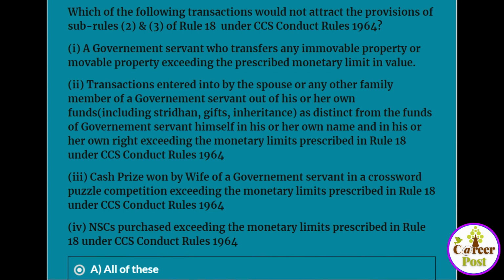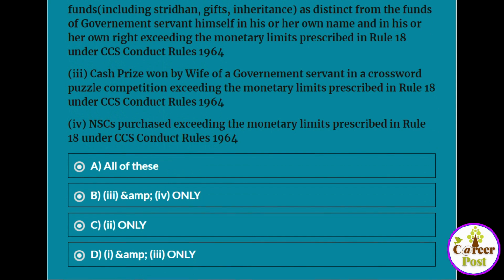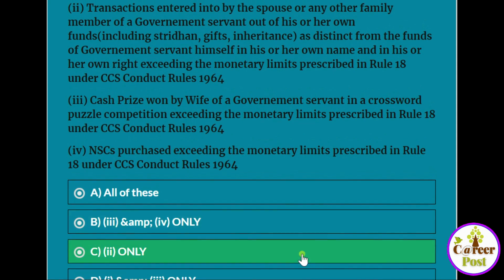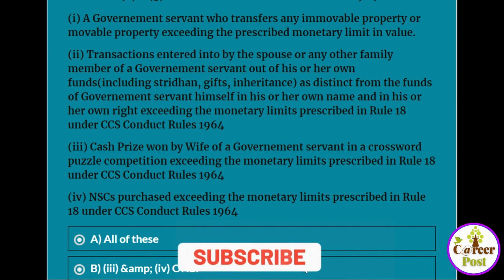Which of the following does not attract? That is the question. The options given are all of these, 3 and 2, 2 and 1 and 3. The answer is 2 only. That is, the transactions entered into by the spouse or any other family members of a government servant out of his or her own funds, as distinct from the funds of the government servant himself in his or her own name or in his or her own right, exceeding the monetary limits.